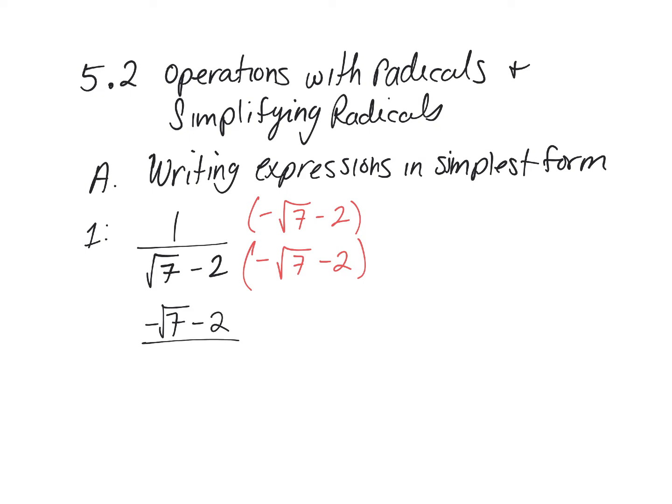But in the denominator, I have to multiply these two binomials. I have to treat these as if it was like x minus 2 times x minus 2, and I have to multiply it out. Remember, we used to do vertical multiplication. So we're going to multiply negative square root 7 minus 2 times the square root of 7 minus 2. We're going to do the multiplication like that, or you can use FOIL if you like that method better.